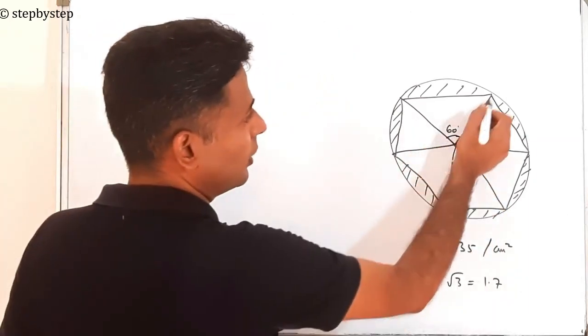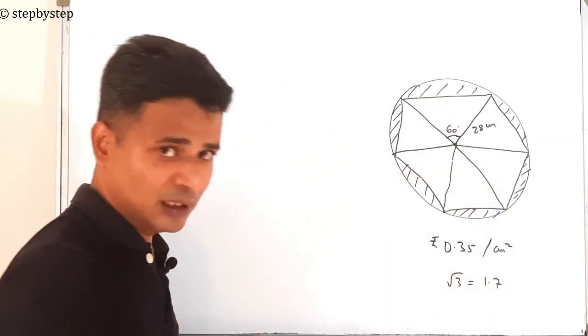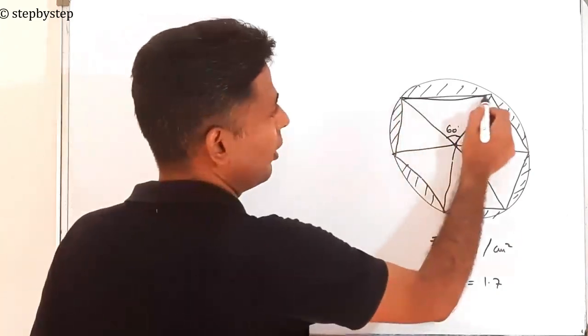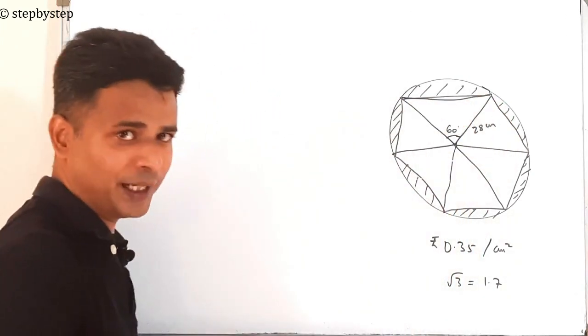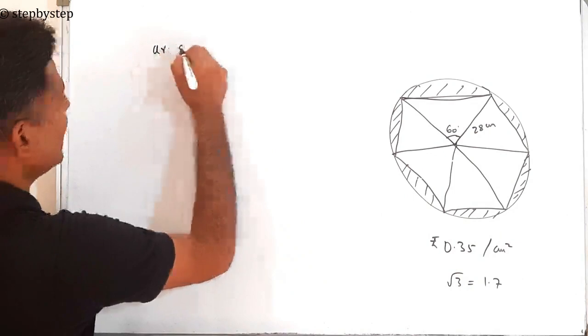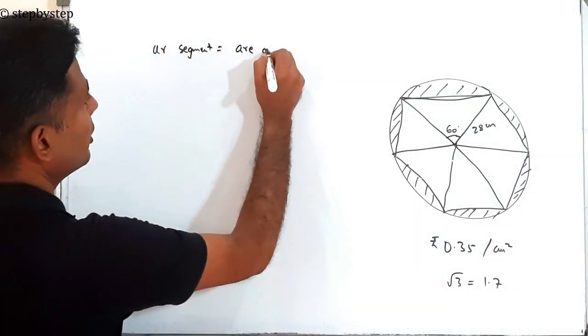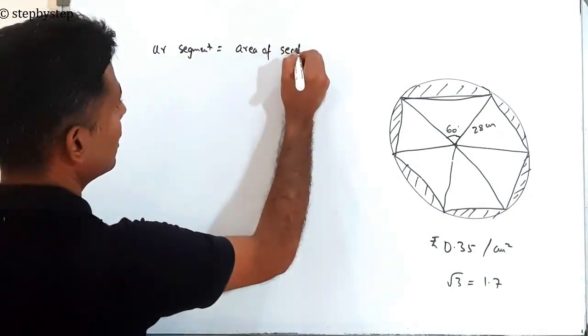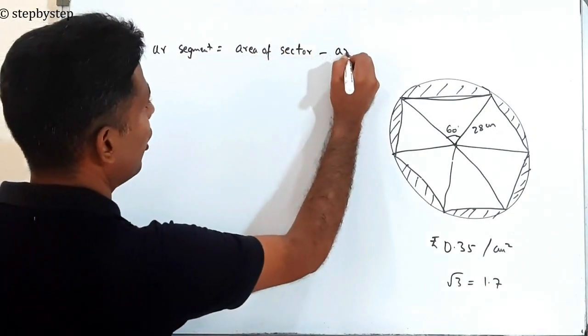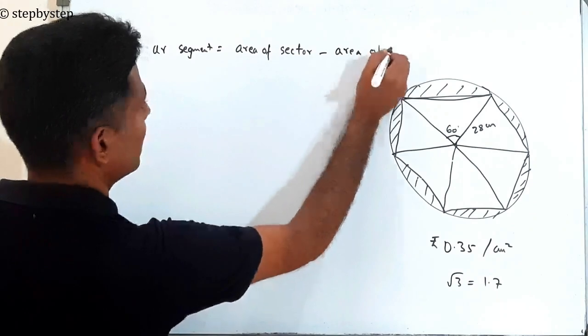Now we got the angle of the sector, we know the radius, we can find the area of the sector, which means we can find the area of this segment, right? That is what we need to find. So area of segment equals area of sector minus area of triangle.